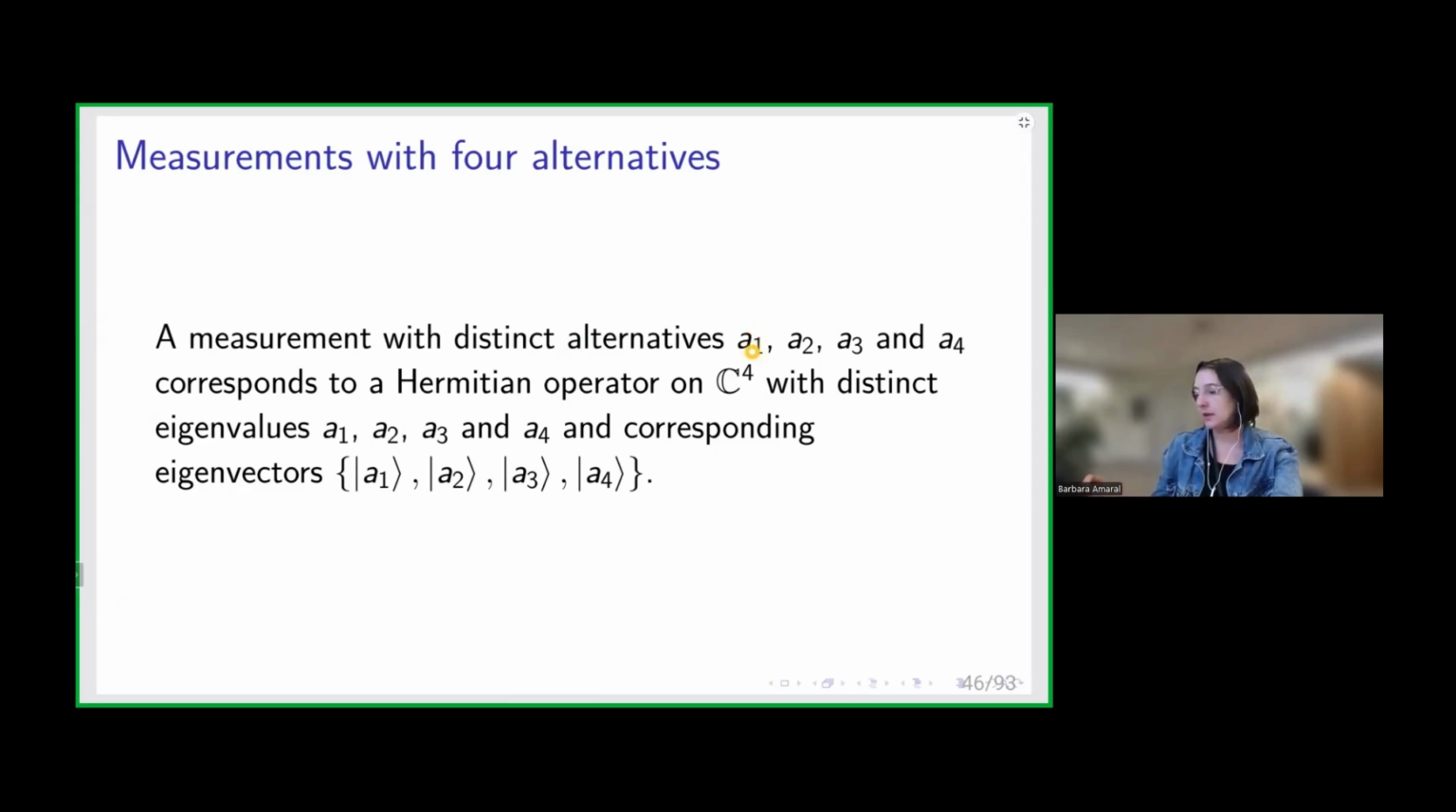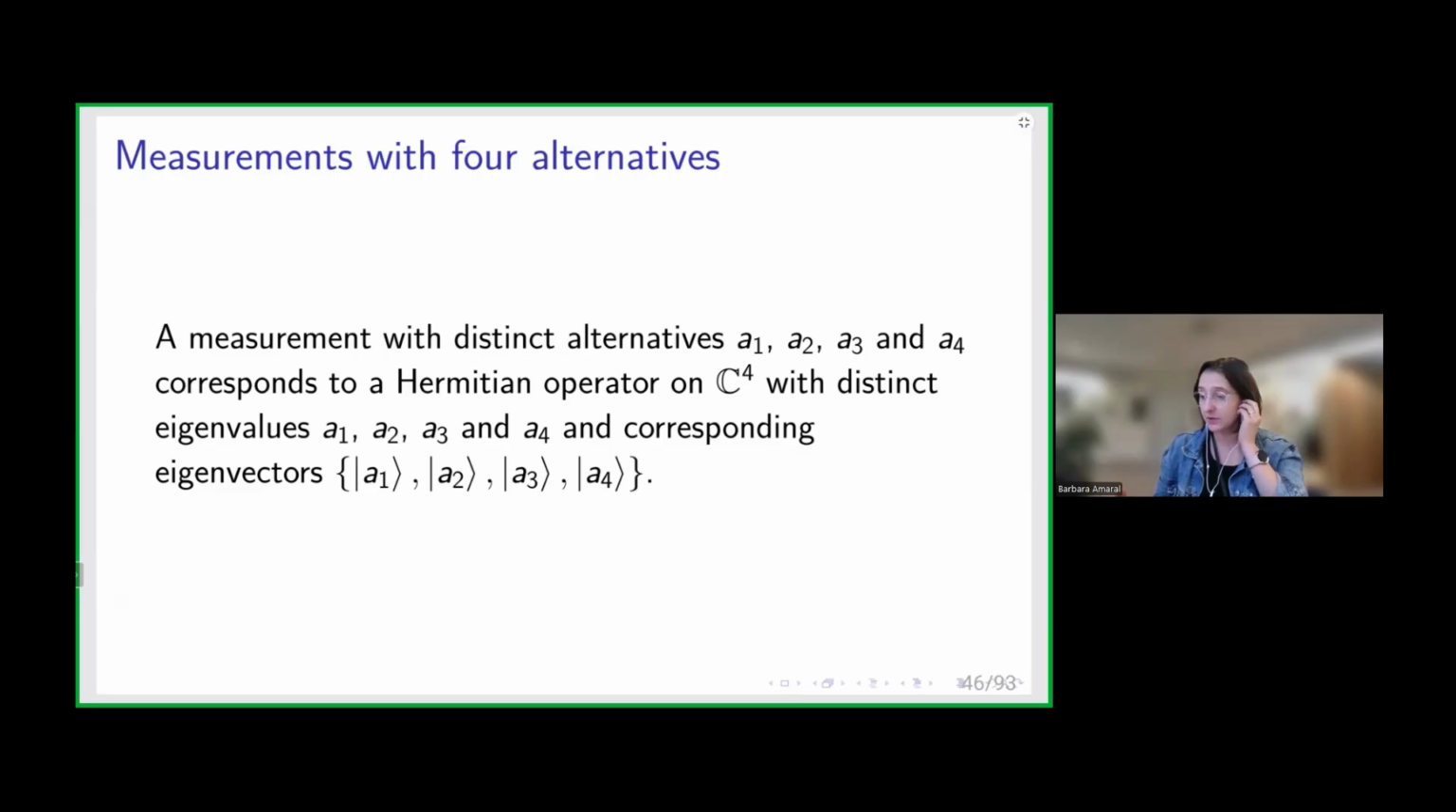And here I'm using A1, A2, A3, and A4 for the eigenvalues. The exact value is not important. The only thing that is important is that they are different. Again, this is just from the point of view of theoretical quantum information. When you are actually working with the systems in the lab, the value of the eigenvalues will be important, okay? But from the perspective that we have here, we are not going to look into that in too much detail, okay?